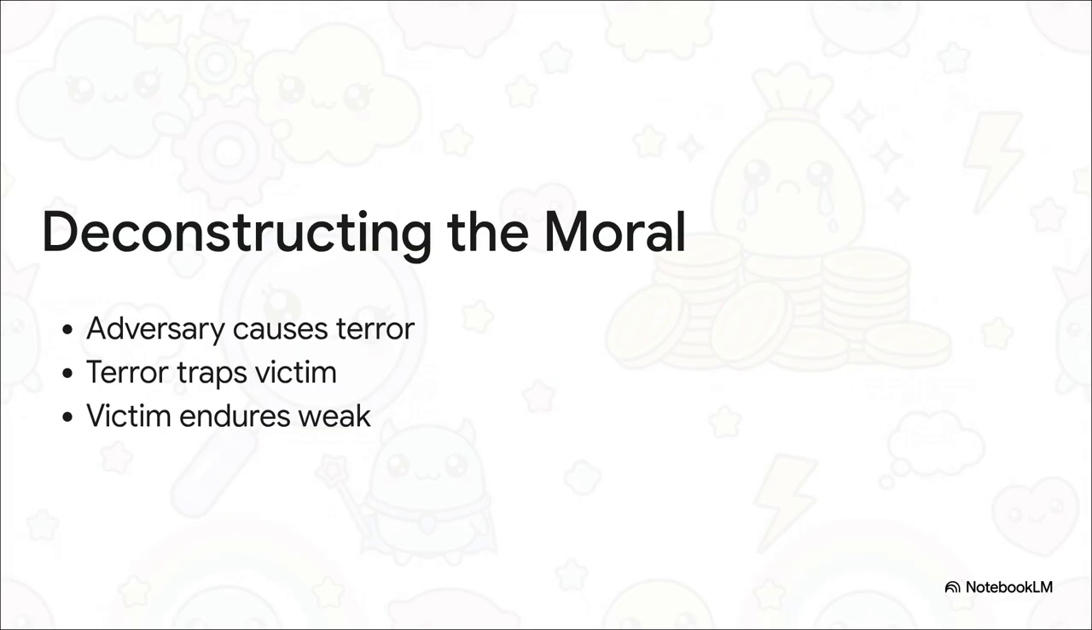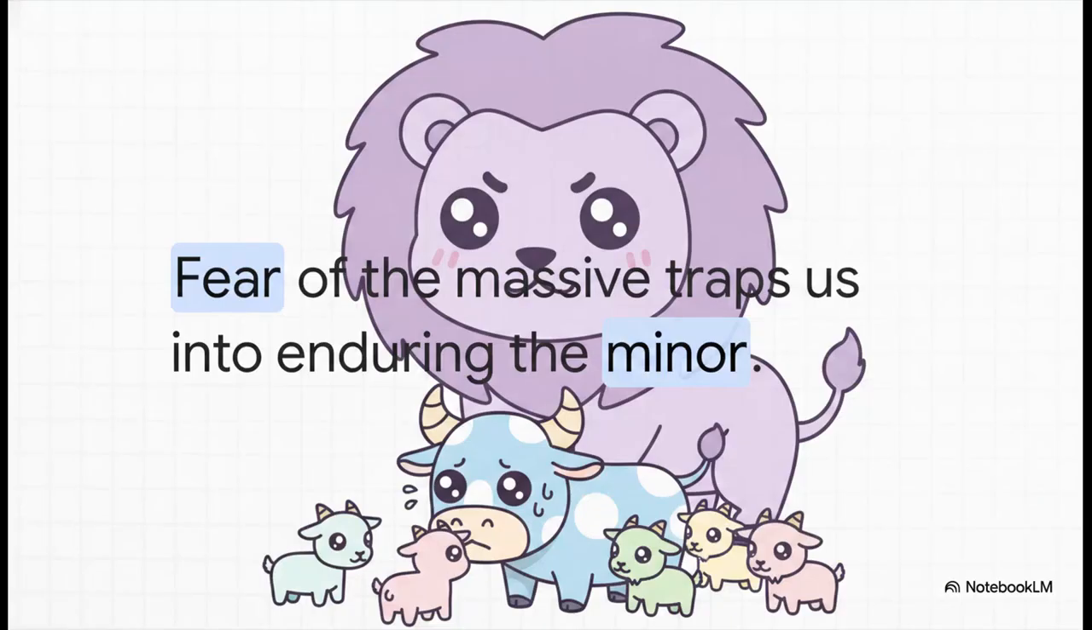Third, because the victim is trapped and completely focused on that massive threat, they are forced to silently endure the weak. The goats can basically attack with impunity because the bull's fear of the lion entirely paralyzes his ability to deal with lesser problems. To distill it down to its absolute essence, fear of the massive traps us into enduring the minor. The bull's physical strength didn't just disappear, but his fear completely rewired his reality. When all of your energy, your focus, and your resources are dedicated to surviving a massive, overwhelming threat, you literally lose the capacity to swat away the minor annoyances.